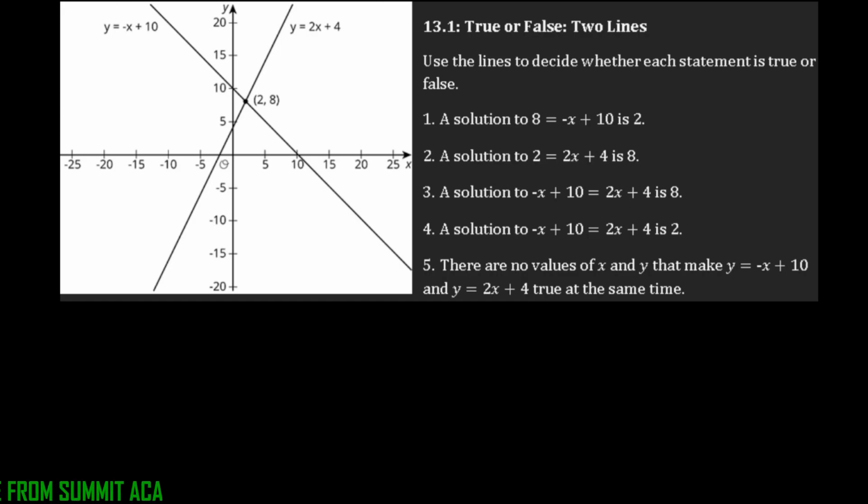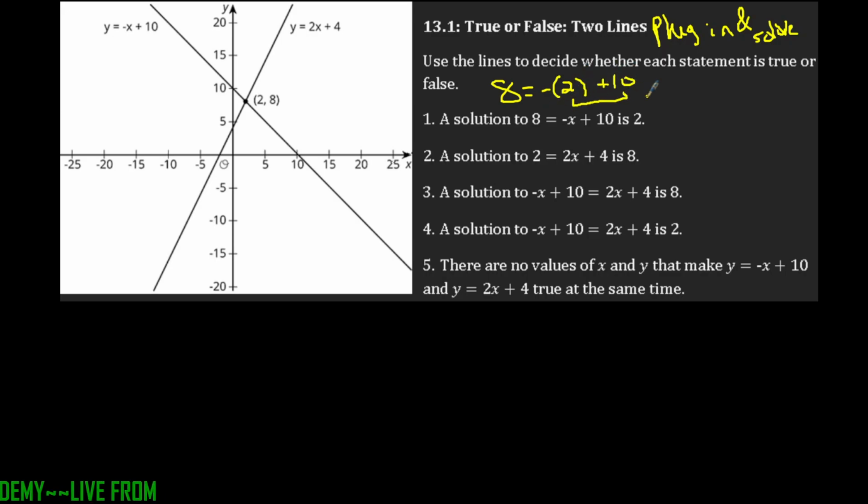And so what I want you to do is this. I want you to use yellow. So we're going to plug in and solve, or simplify even. So what you can do, plug in 2 into x and see what you get. So we're going to say we have 8 equals negative 2 plus 10. And again, negative 2 plus 10 is going to be 8. So since 8 equals 8, this is going to be true.